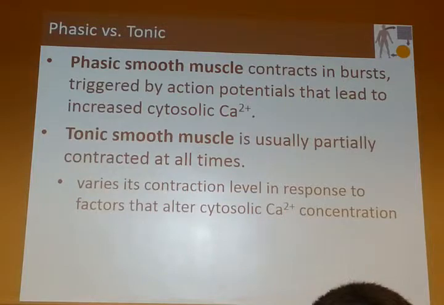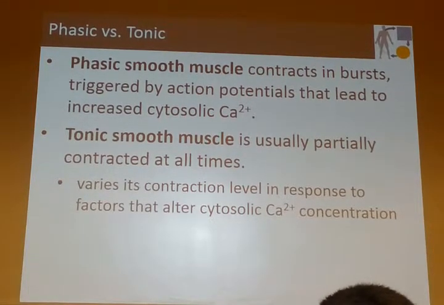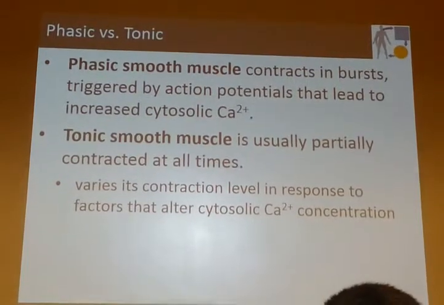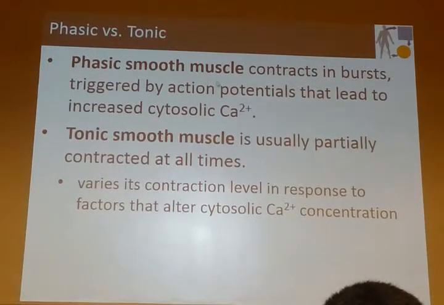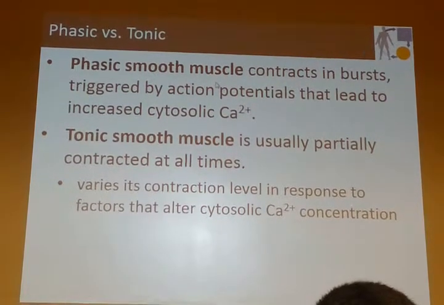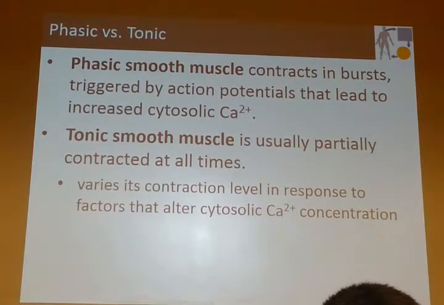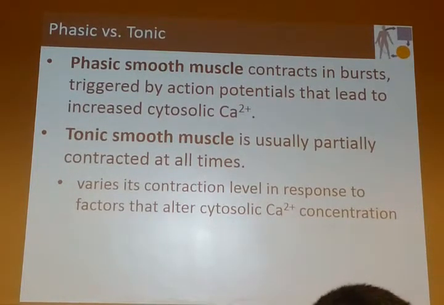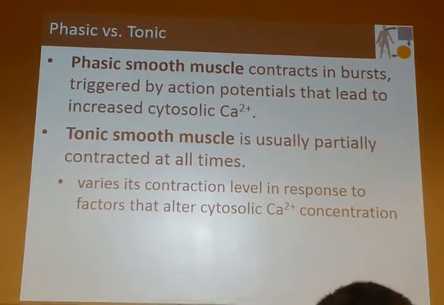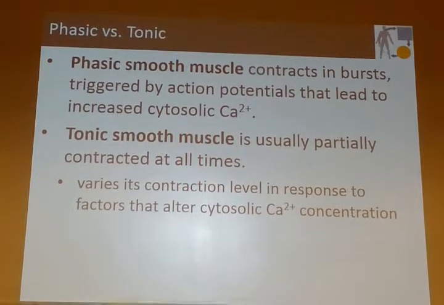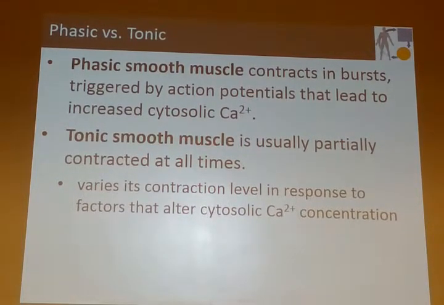Some smooth muscles act like that. Some neuron receptors act like that. So phasic, the smooth muscles are going to contract in bursts. They'll contract when the stimulus is on, they'll turn off, they'll contract again and turn off again. So there'll be bursts of smooth muscle contraction.